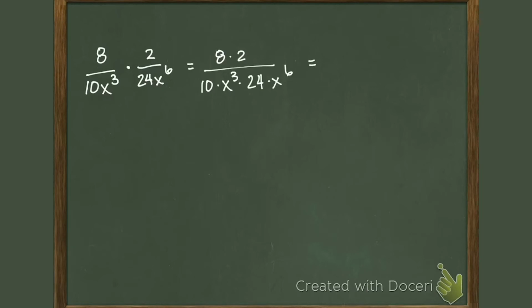You could have 16 on the top if that helps you, and then 240 on the bottom if that helps you. It might not. Actually, you know what I'm going to do? Don't do that. I just made that 1,000 times more complicated. Let's just reduce these fractions first. 8 over 10, they're both divisible by 2, right? So that's 4 over 5. And 2 over 24, those are both divisible by 2, so 1 over 12.